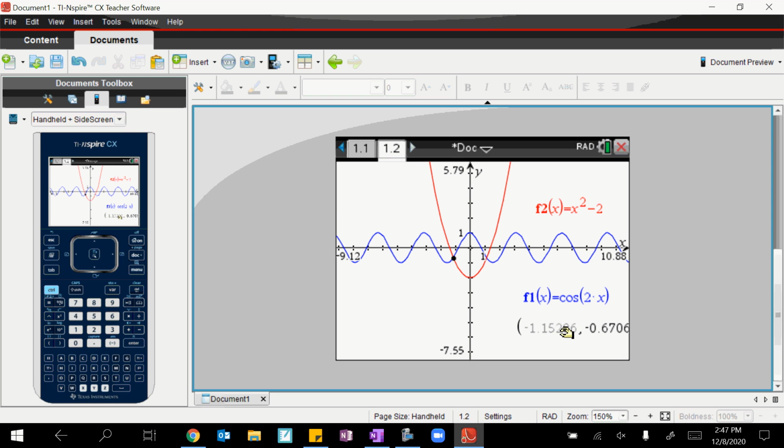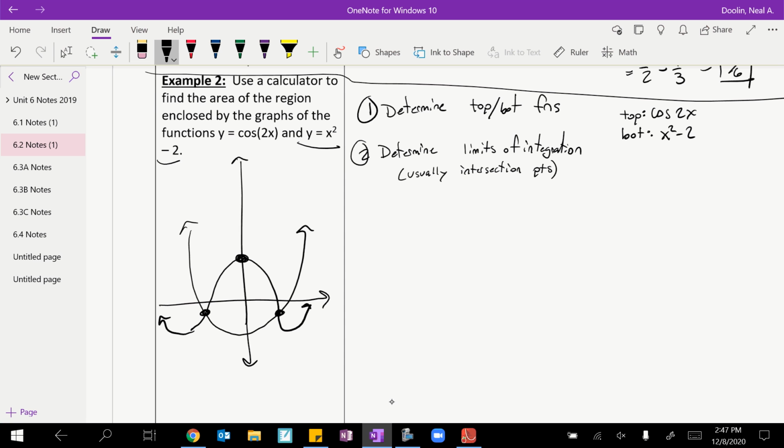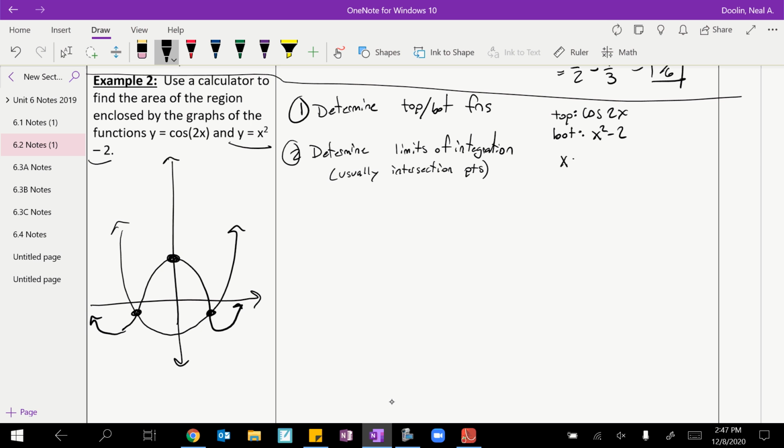Okay. Now, let's write that down on the page real quick. So our intersection point would be x equals negative 1.15296111. And using your knowledge of the basic functions, you could say, aha, Mr. Doolin, these are both even functions. Therefore, it needs to be symmetrical. The other intersection point would be positive 1.15296111.